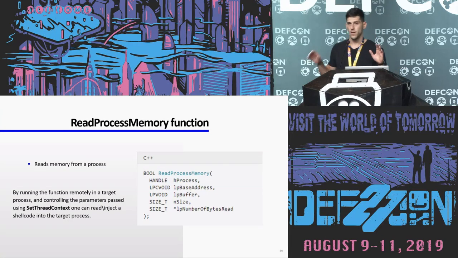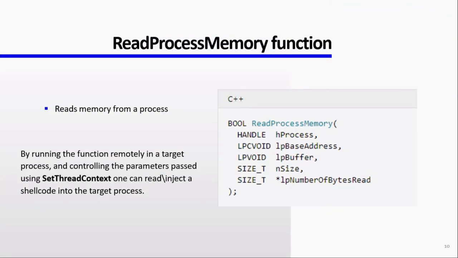Now a little bit of technical background. ReadProcessMemory is a WinAPI function in Windows that reads data from a process. It gets 5 parameters: hProcess, which is the process we want to read from; lpBaseAddress, which is the address we want to read from; lpBuffer, which is the address we want to write the data we read to; nSize, which is the size we want to read; and lpNumberOfBytesRead, which is the number of bytes that were actually read.